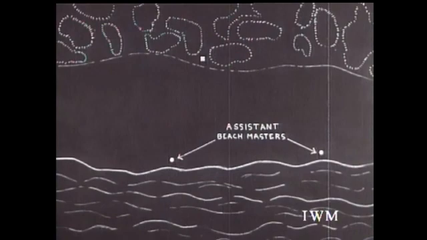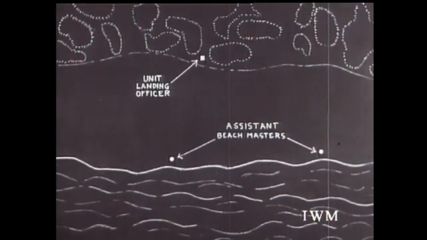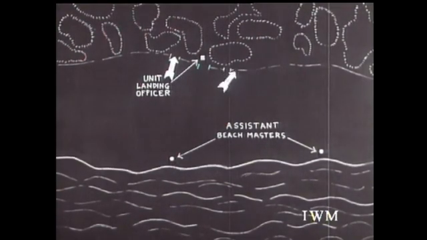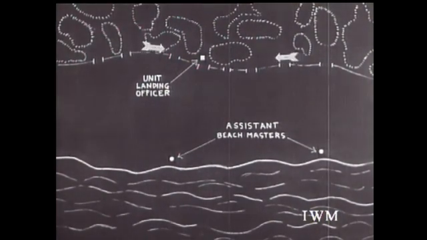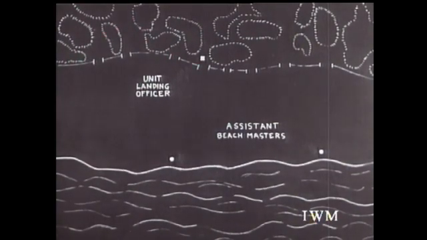A unit landing officer from each assaulting battalion comes ashore with the assistant beach master and makes a reconnaissance from high water landwards to find the best possible places for exits inland. He is also responsible for marking gaps in wire obstacles made previously by the assaulting companies to assist the following waves of troops. The jobs of the assistant beach master and unit landing officer are interlinked, and they work in close liaison the whole time.